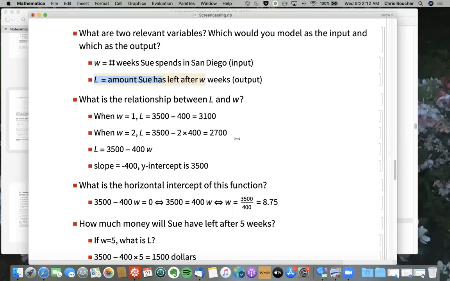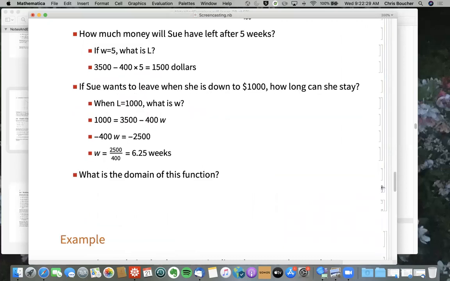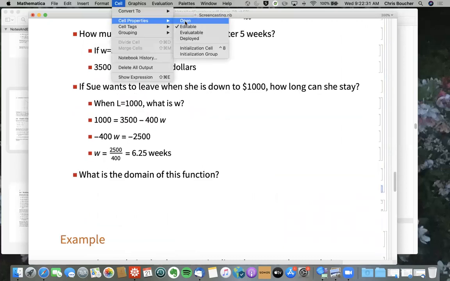For example, and what we're asking for is the domain, right? So that's the set of allowable input values. So we're focused on what W values make sense in this problem. Well, certainly negative numbers don't make sense. She can't spend a negative number of weeks in San Diego. So W has to be greater than or equal to 0. Hopefully that's the first thing that I say.